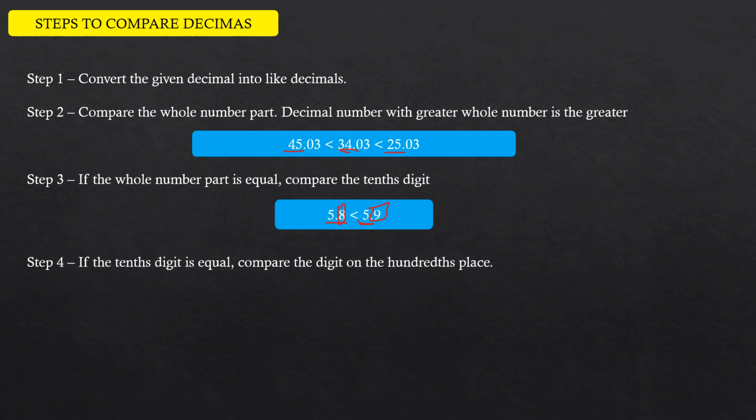Step 4 is if the tenths digit is equal, compare the digit on the hundredths place. If one digit is equal, you have to go to the next digit. If that is equal, then you have to go to the next one. Let's take an example. 5.98 and 5.92. Here see, 5 and 9 are equal, 5.9, 5.9. So we have compared the hundredths digit, that is 8 and 2. Now you automatically know that 8 is greater than 2. So 5.98 is automatically greater than 5.92.